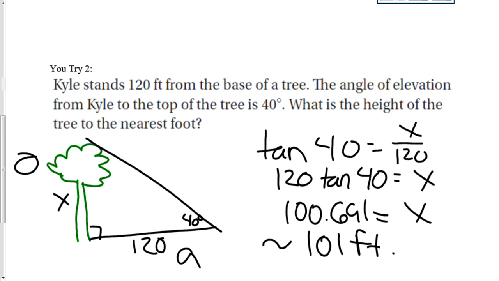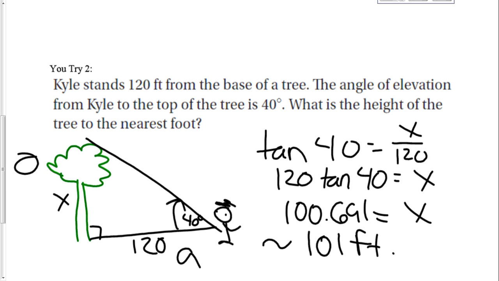Alrighty, take a look. So, here's my diagram. Kyle stands 120 feet from the base of the tree. Here's my tree. It's beautiful. Kyle's over here. I forgot to draw Kyle. There he is. So he's standing 120 feet from the base of the tree, and it says that the angle of elevation from Kyle to the top of the tree is 40 degrees. Here's Kyle. The angle of elevation going up this way to the top of the tree is 40 degrees. What is the height of the tree to the nearest foot? So I used my tangent and I got it. The directions did say nearest foot, so I'm saying it's about 101 feet. So just be careful there.